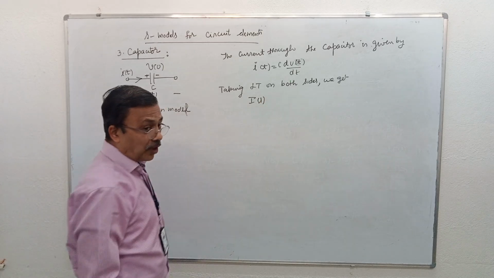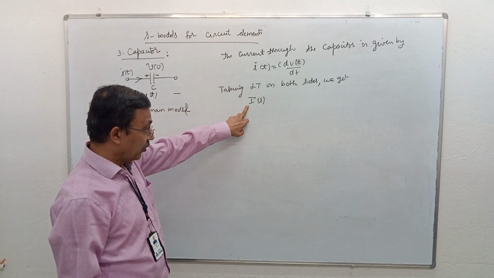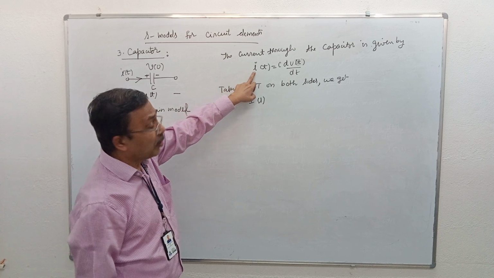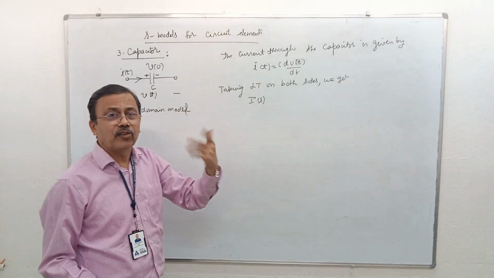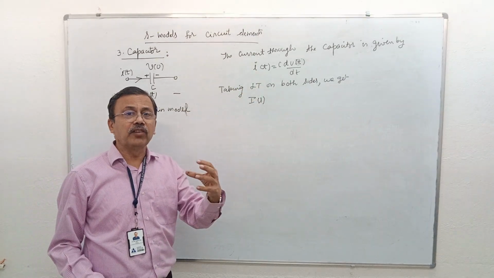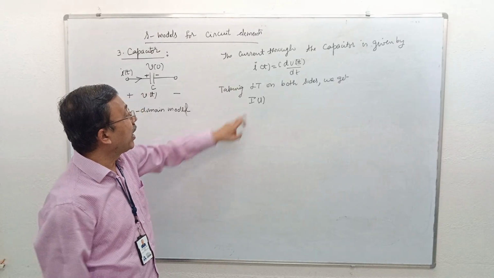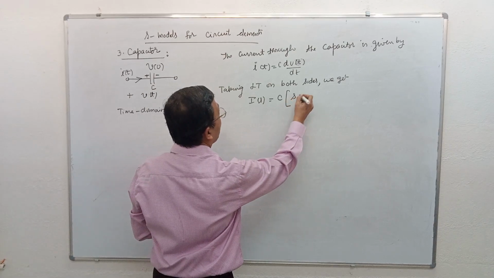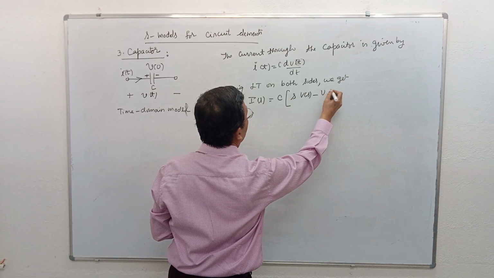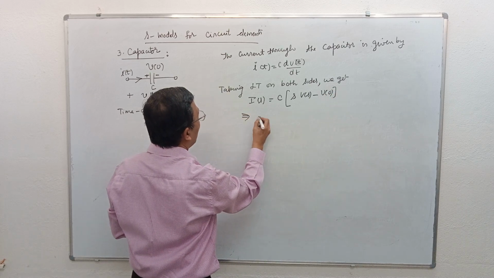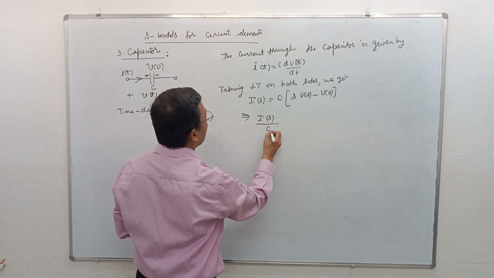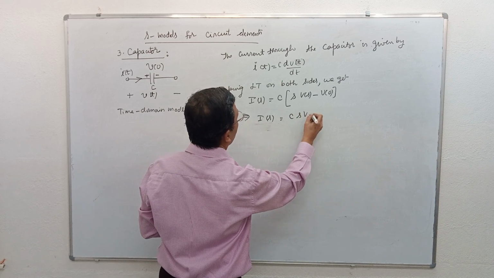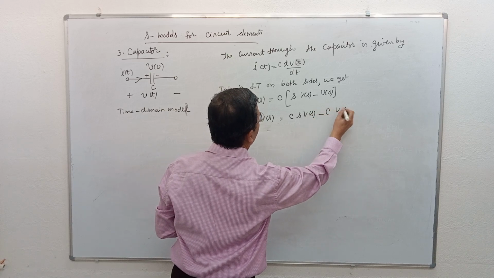Once you take the Laplace transform, let me repeat once again, you have to use a capital letter for the small i. i(t) is time domain. All time domain functions are denoted by lowercase letters. All frequency domain or S domain functions are denoted by capital letters. I(s), please use the differentiation property. You get s into V(s) minus v(0). So I(s) is equal to C into s into V(s) minus C into v(0).